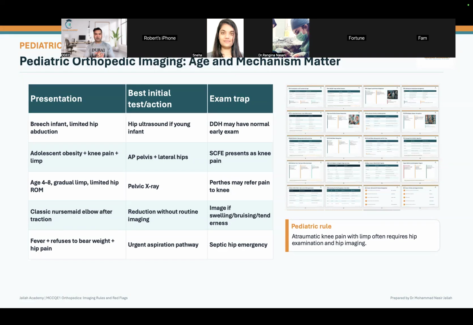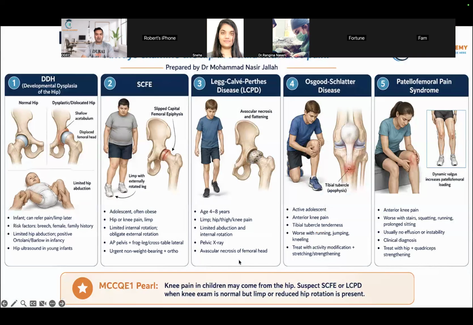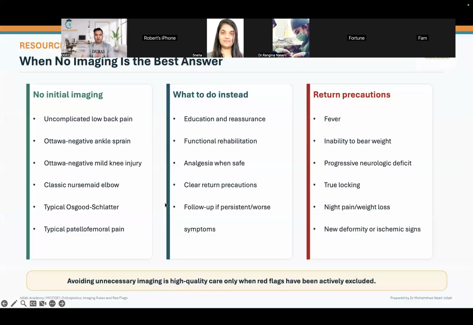So what do we do for the septic joint? Aspiration. So, pediatric rule: atraumatic knee pain with a limp often requires hip examination and hip management as well. This is something that we covered yesterday, right? The DDH, developmental dysplasia of the hip, SCFE, Perthes, Osgood, and patellofemoral syndrome.